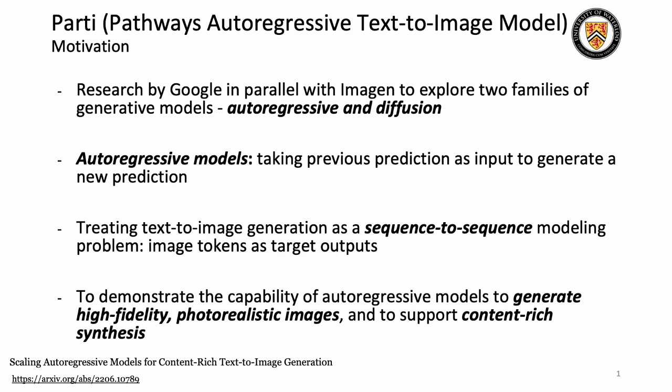The autoregressive approach of Parti hinges on the principle of using previous predictions as input to generate subsequent ones, which is a method synonymous with the likes of language translation in NLP. Specifically, Parti treats text-to-image generation as a sequence-to-sequence modeling problem, where image tokens are predicted in a series that corresponds to the sequence of descriptive text tokens. The motivation for this research is to demonstrate the ability of autoregressive models to generate high-fidelity, photorealistic images that reflect the content density and complexity proposed by the textual description.